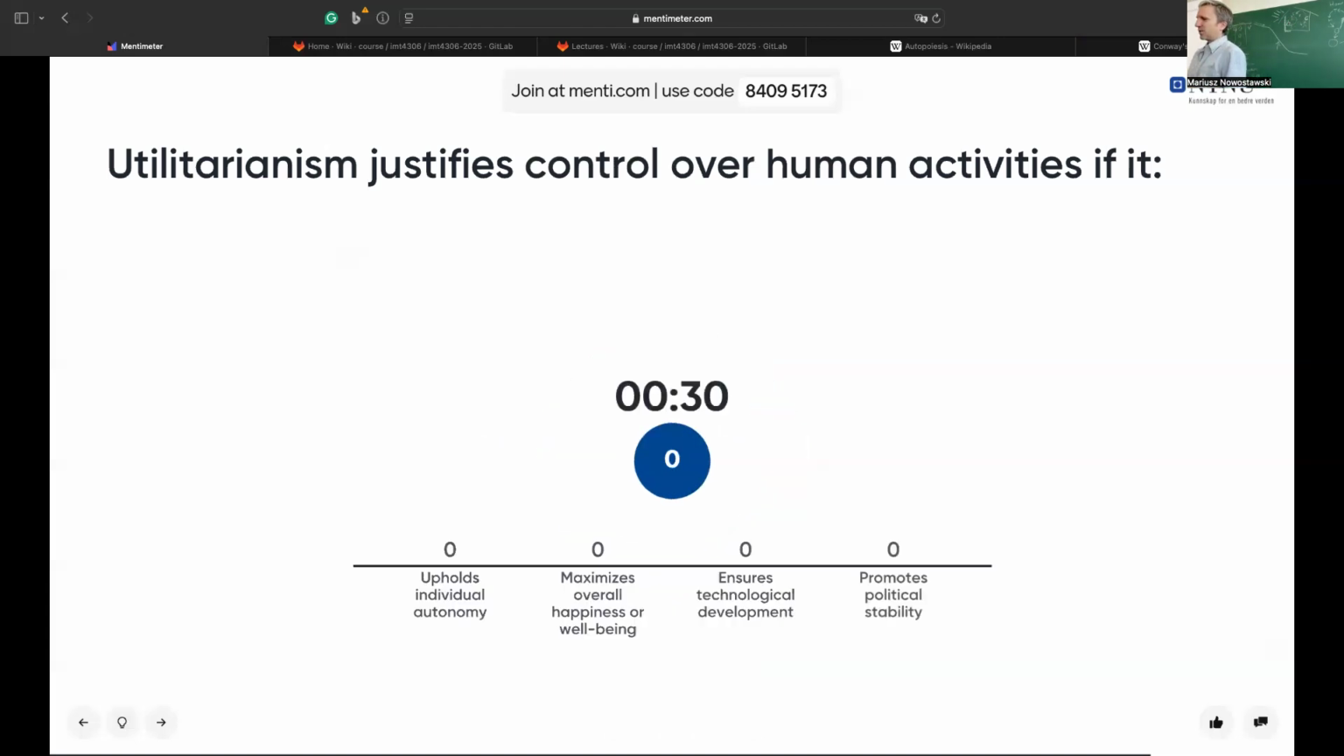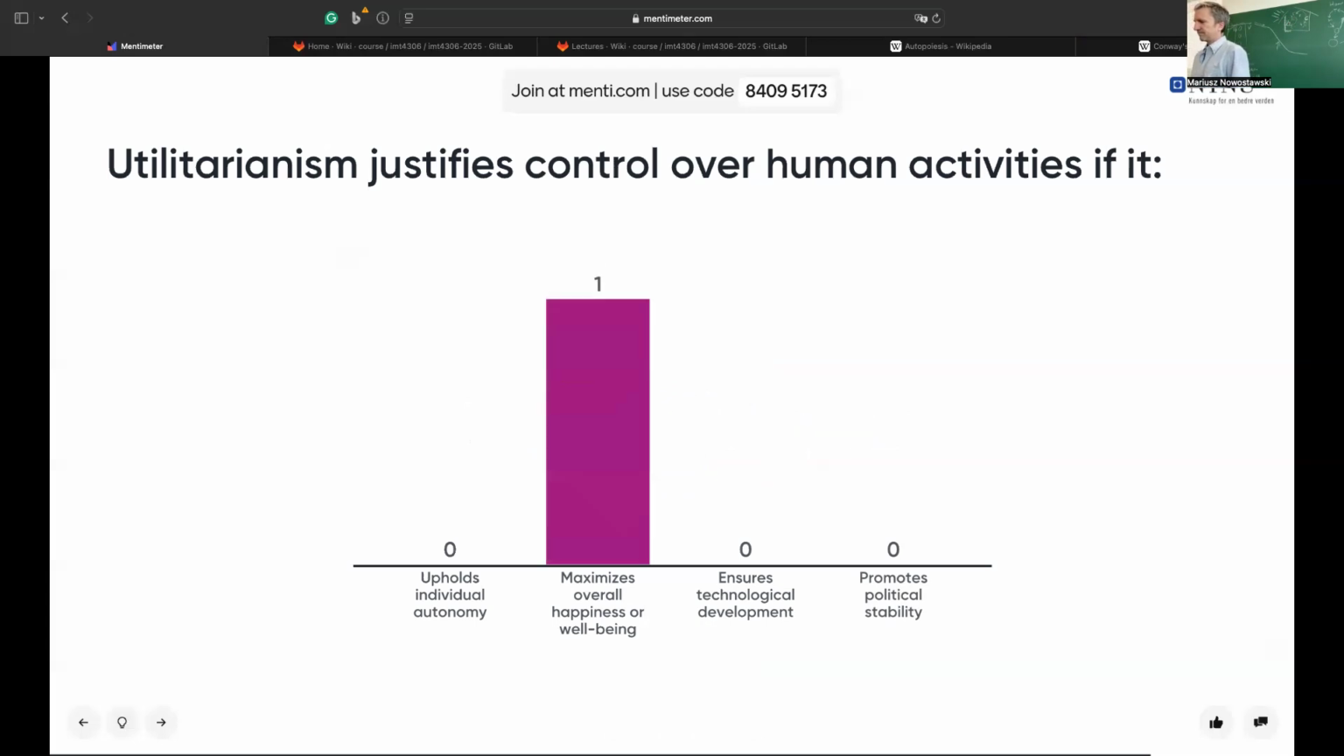Utilitarianism justifies control over human activities if it... Yep. So if people are utilitarians, they say, yeah, we should put people in jail, or we should coerce them to do certain things because we want to maximize, right?